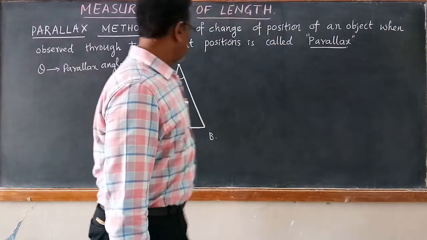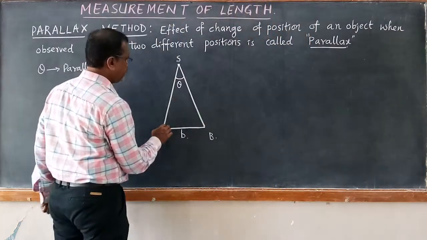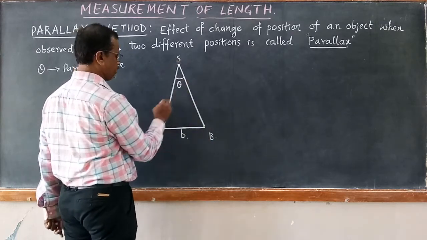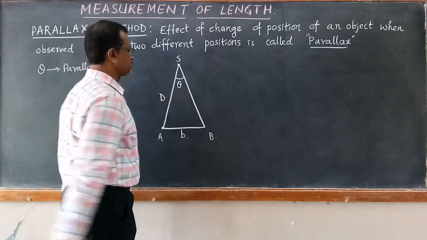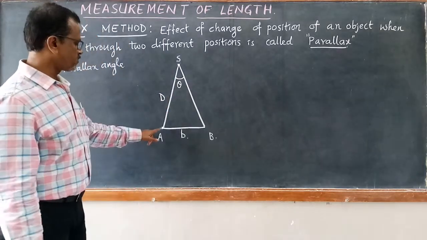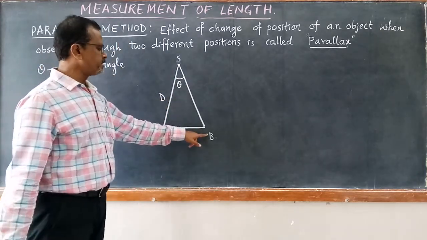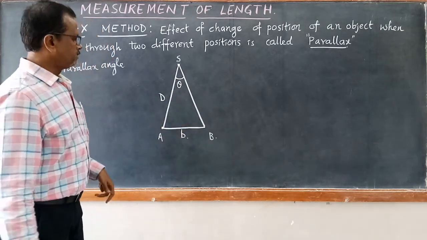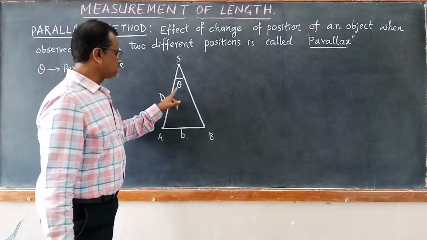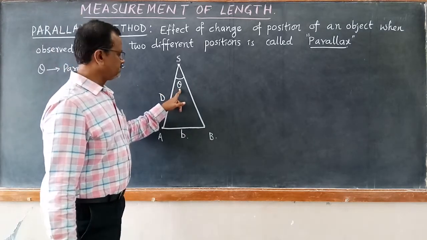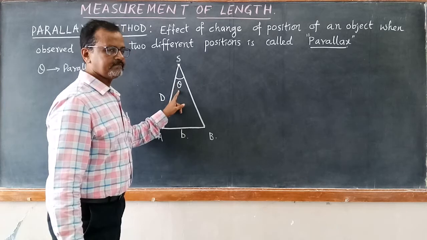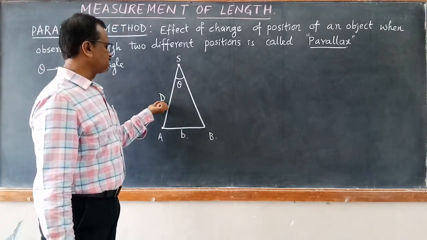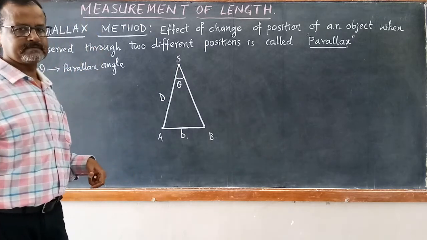Then AS or BS, both are equal, and this is the actual distance D of that object. From A it is D, from B also it is D. So using this angle theta, if we measure this angle theta, which we call the parallactic angle, then we can measure the distance of this faraway object.